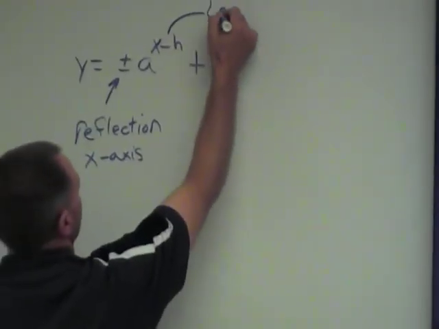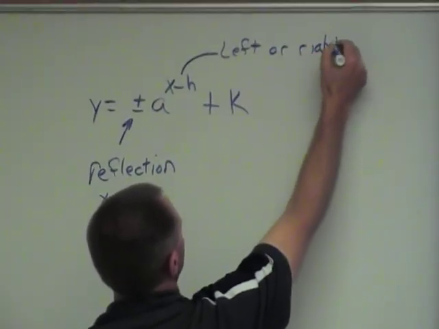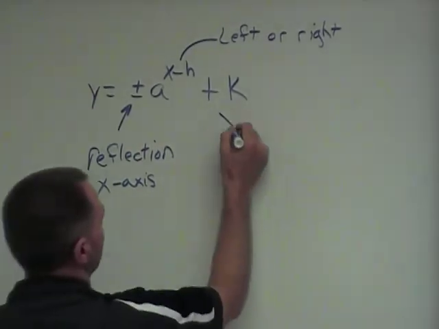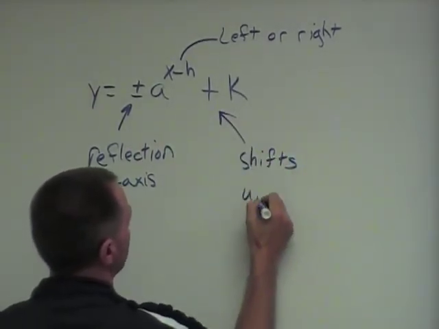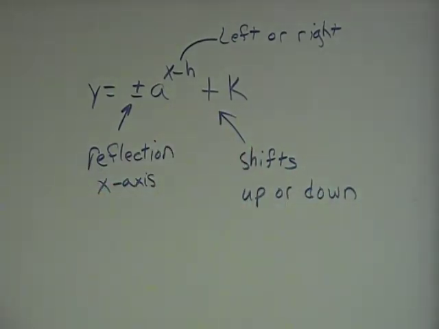This tells me if it's left or right. Remember, it is the opposite of what the sign is because it's in a grouping symbol. And this is telling us how it shifts up or down. And it is exactly what that sign is. If it's positive, it shifts up. If it's negative, it shifts down. All right, so after you do your homework tonight, this should be a little more familiar to you, so that when you take the quiz tomorrow, you can just do it.